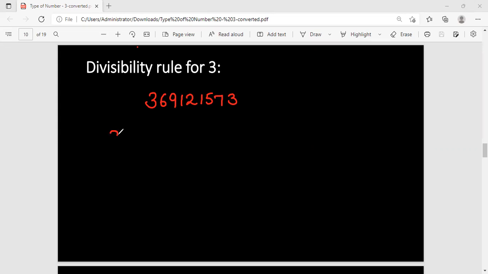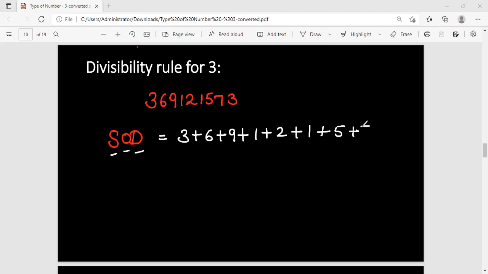So what will we take? We'll take the sum of digits here. I am using an acronym here, sum of digits. So what will be the sum of digits? It will be 3 plus 6 plus 9 plus 1 plus 2 plus 1 plus 5 plus 7 plus 3. Right? This will be the sum of digits. So we'll check whether this sum of digits is divisible by 3 or not. If it is divisible, then definitely my number is also divisible. Otherwise, my number will not be divisible.